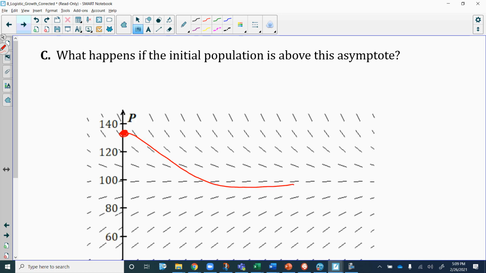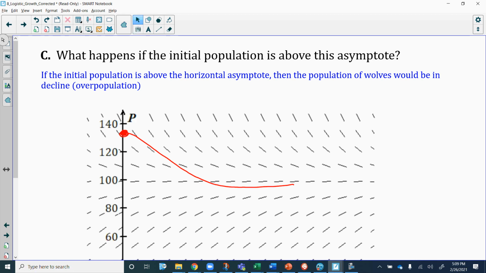So in this case, if the initial population is above the horizontal asymptote, it means that the region is overpopulated, and there's going to be scarcity of food, and ultimately wolves are going to have to die off. That way, you could maintain a healthy population, even if it is at the upper limits of what could be sustained.